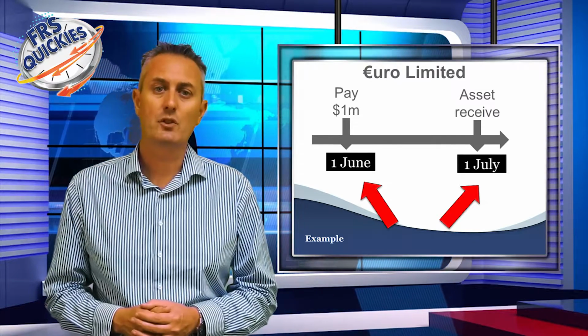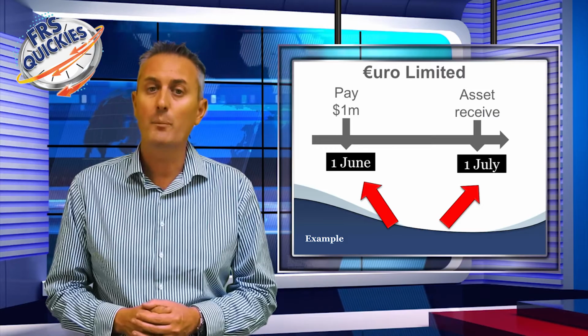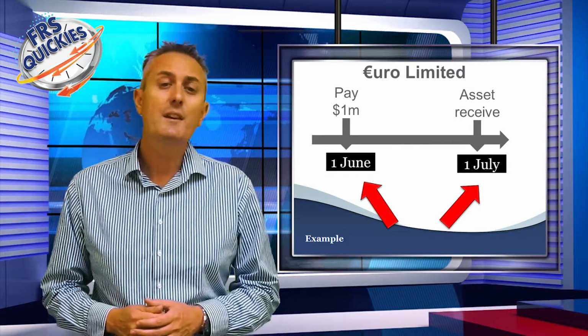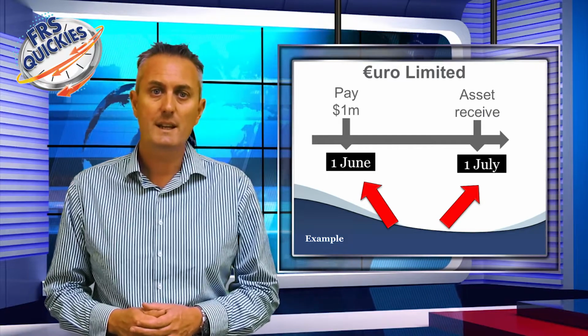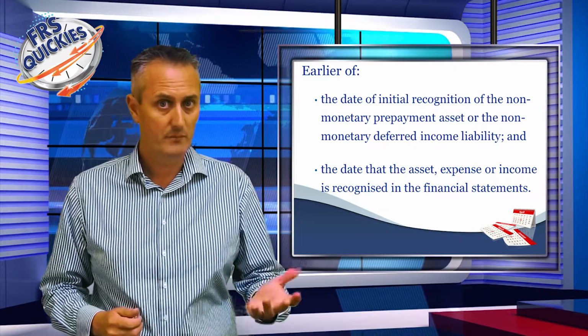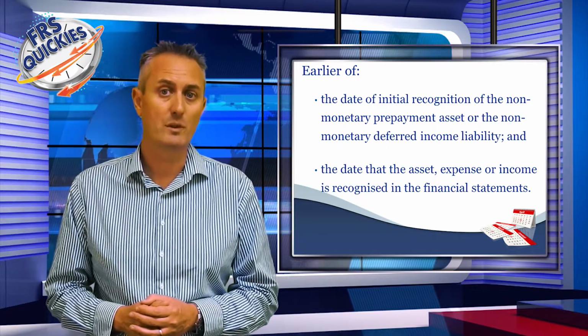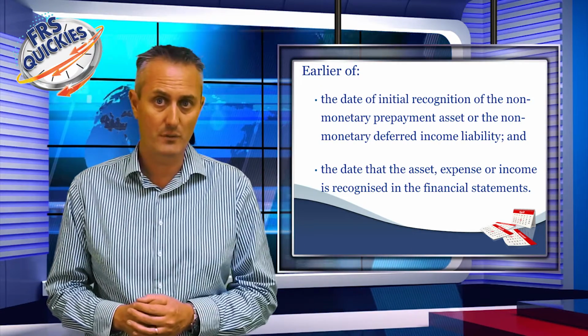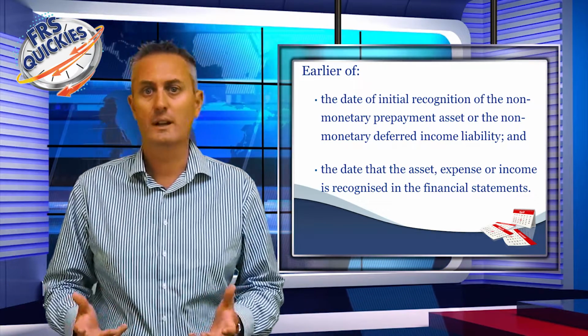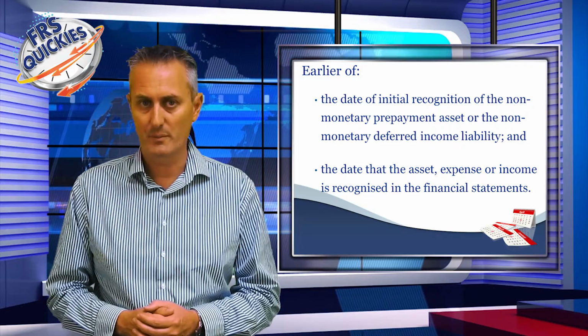Now, the IFRIC outreach showed that there was diversity in practice on how people were applying IAS 21 to such circumstances. As a result, the IFRIC issued an interpretation stating that the transaction date under IAS 21 would be the earlier of the date of initial recognition of the non-monetary prepayment asset or the non-monetary deferred income liability, and the date that the asset, expense, or income is recognized in the financial statements.